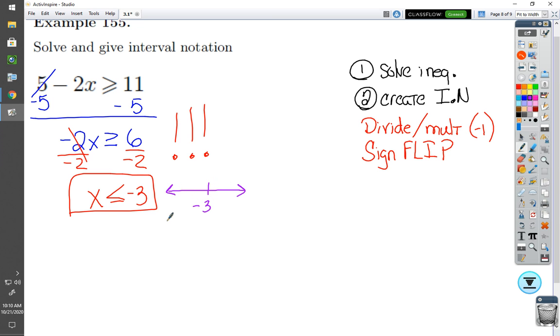Here's a -3. My x's are going to the left. My x's are going this way right here. It's a closed dot, and it's going left. -infinity, -3, include the 3, don't include the -infinity. There's no harm in making the picture if it helps you, and it takes no time at all.